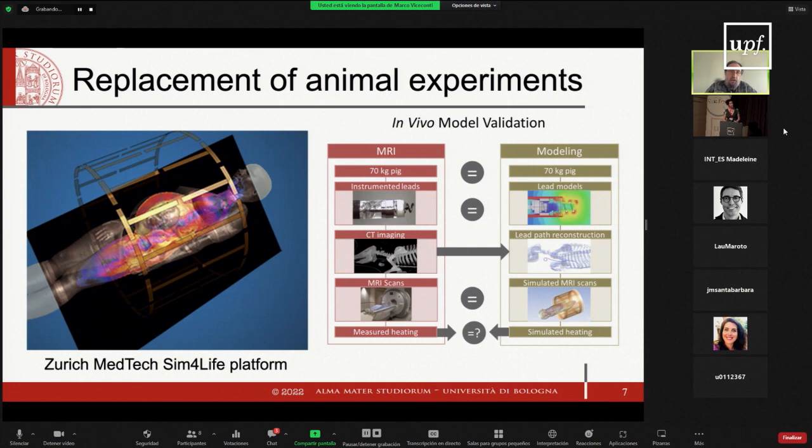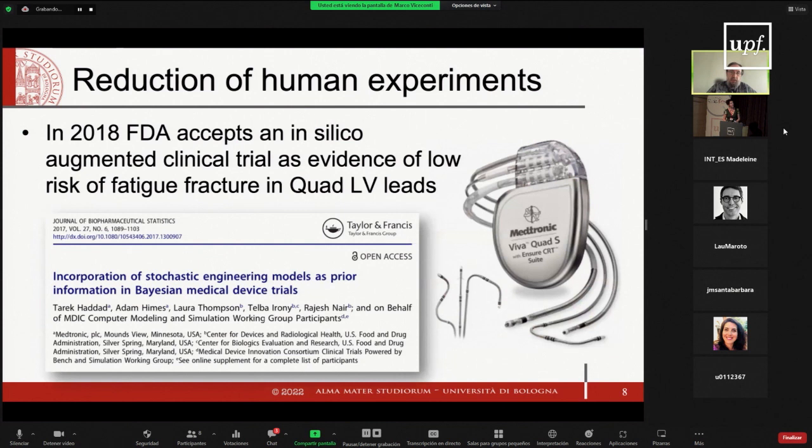The Lexitas test story is a few years ago. This was a submission by Medtronic, and again, FDA accepted a scenario where a particular requirement for this new defibrillator developed by Medtronic, a requirement related to the risk of mechanical failure of the leads connecting the unit to the electrodes, was studied by combining physical patients enrolled in a clinical trial with virtual patients run in an in silico model.